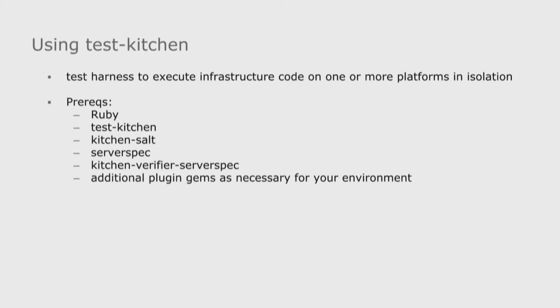And then there's just a couple of other gems there that we're going to use. ServerSpec actually does the tests, and then Kitchen Verifier is used to execute ServerSpec through either an SSH session on a Linux box or a WinRM session on a Windows host. And then there's tons of other plugins for Test Kitchen for all different types of cloud providers for you to create your platforms in Amazon, VMware, Hyper-V, Azure, wherever you want to create platforms to do your testing.